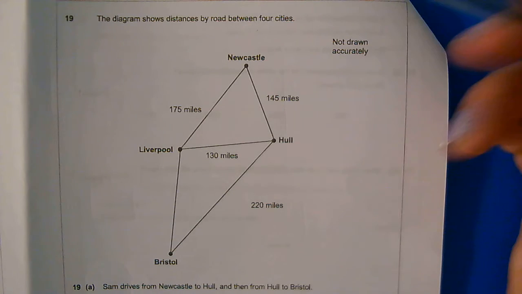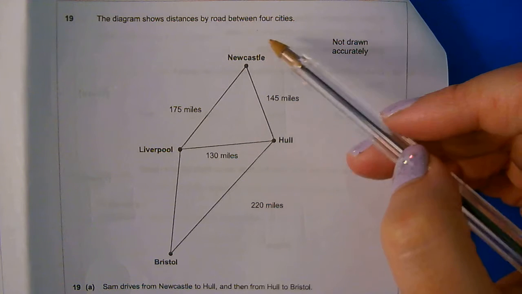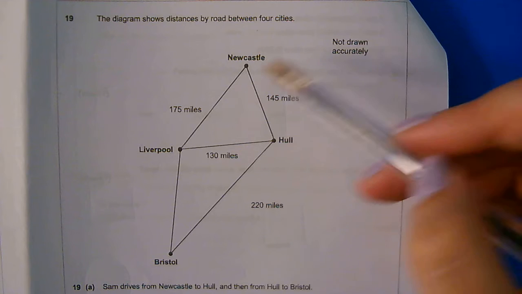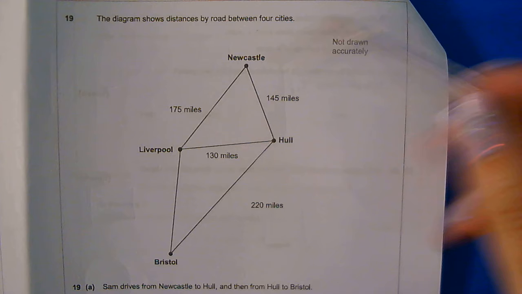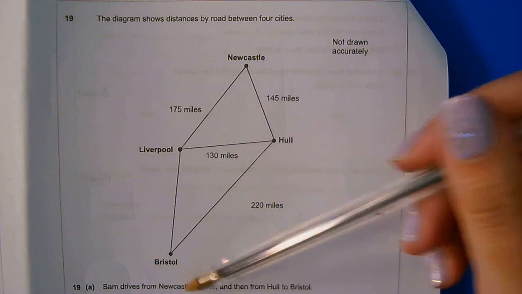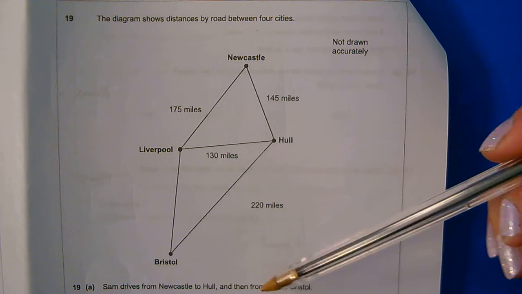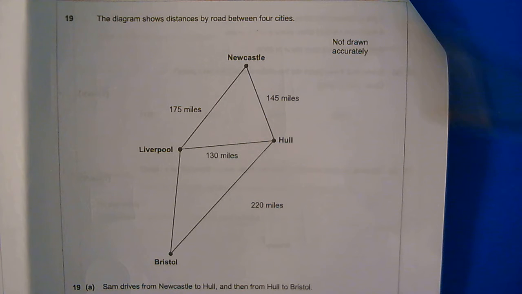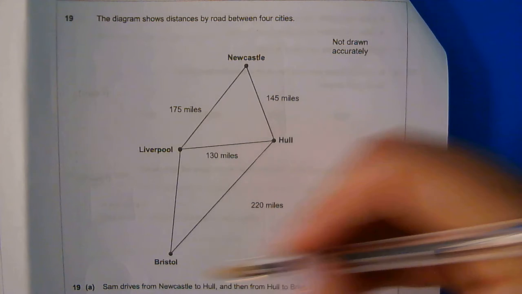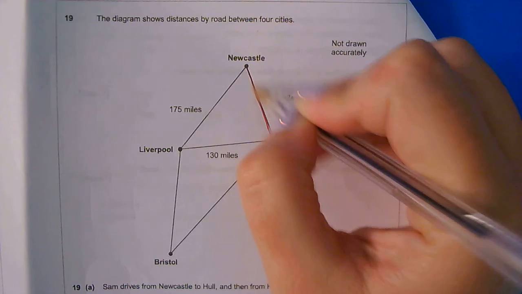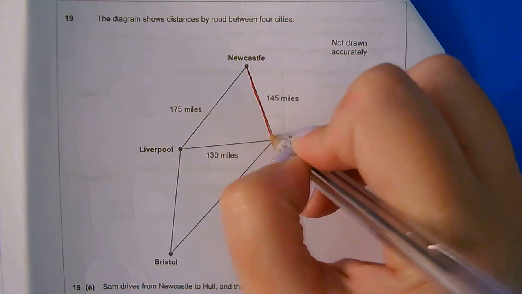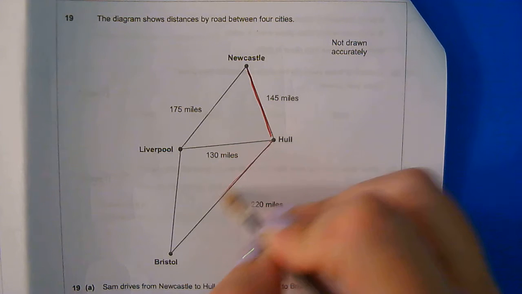Question 19 then, it says the diagram shows the distance by road between 4 cities. So we can see that Newcastle, Hull, Liverpool and Bristol, and we got some distances on there. Sam drives from Newcastle to Hull and then from Hull to Bristol. I'm just going to show that on the diagram before I forget it. Sam drives from Newcastle to Hull, so this way, and then from Hull to Bristol.